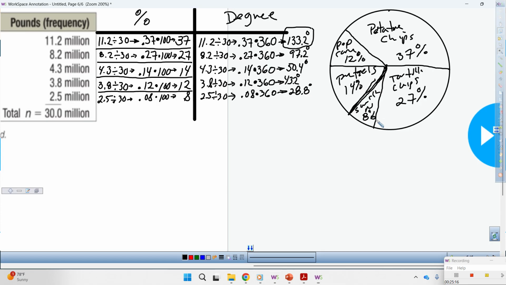Yeah, we're using the degrees to draw the piece, but we're labeling it with percent. Once again, we're using the degrees to draw our piece, but we label it with percent.